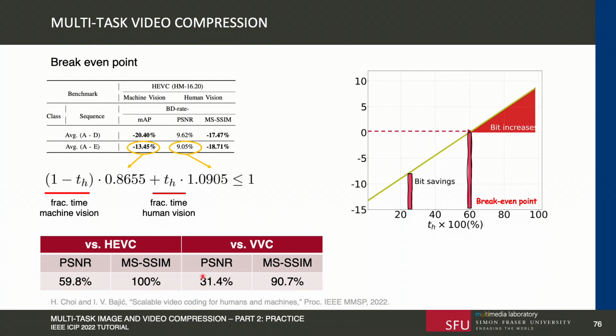The most challenging case is the comparison against VVC in terms of PSNR. But even in that case, the break-even point is about 31%. So long as human viewing is needed less than 30% of the time, the two-task system still provides gains. And so that's quite encouraging for applications that don't require frequent human viewing.